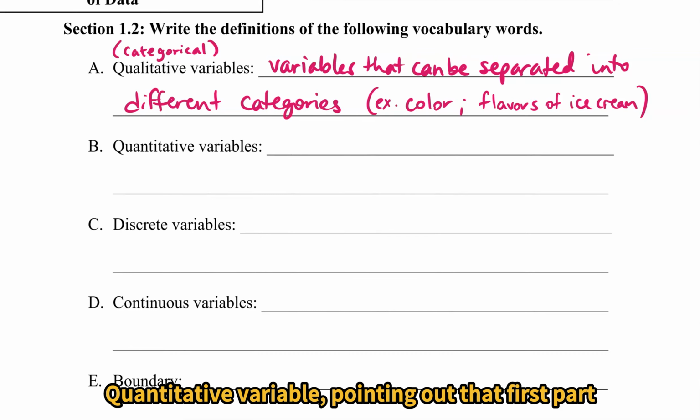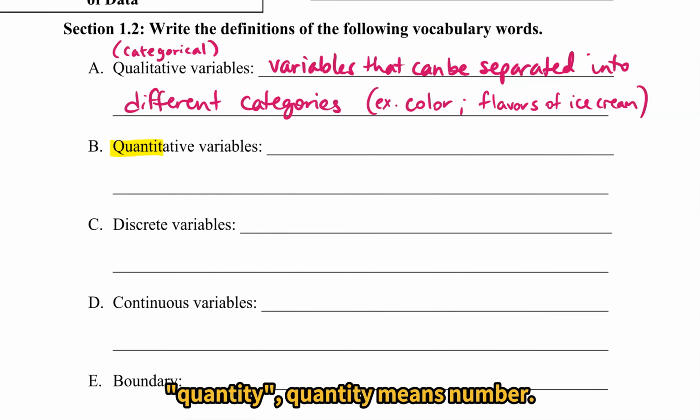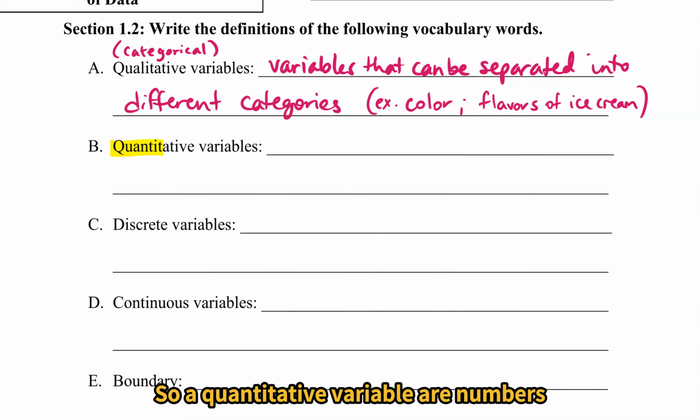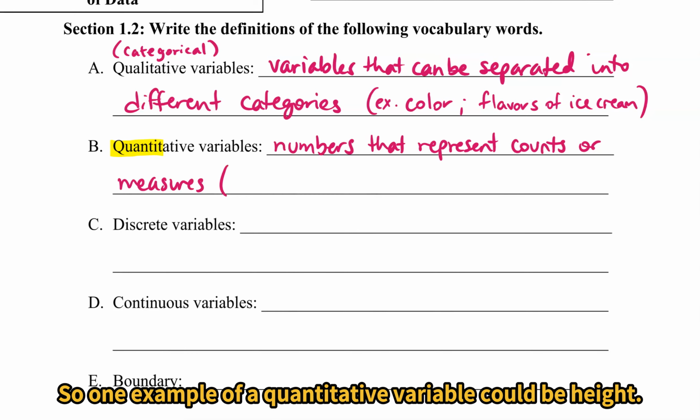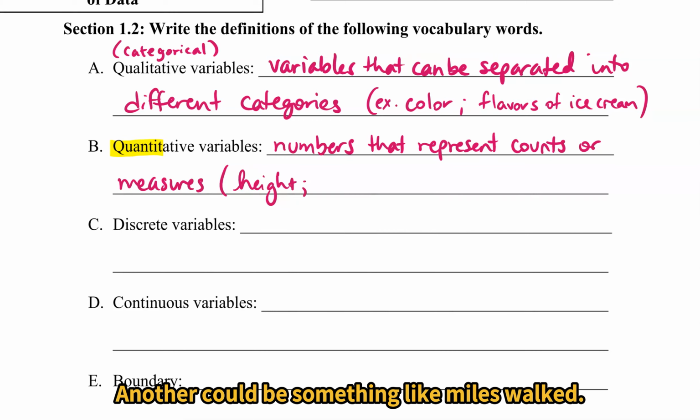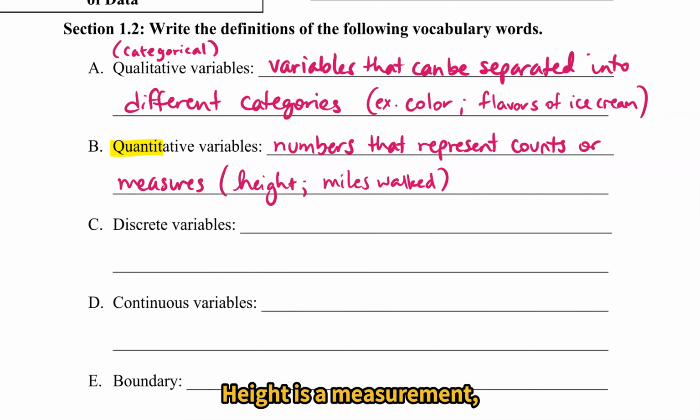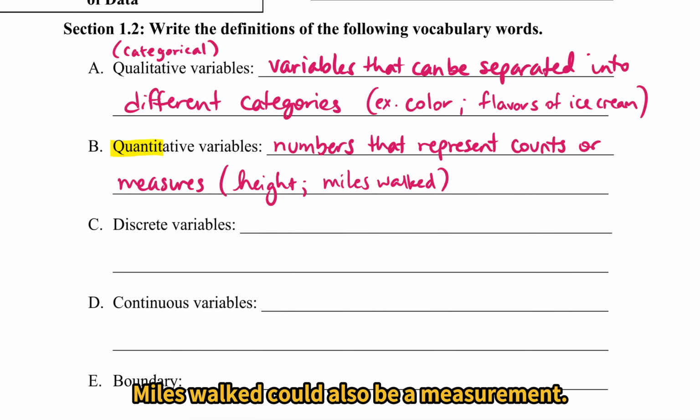Quantitative variable, pointing out that first part, quantity. Quantity means number. So a quantitative variable are numbers that'll represent counts or measures. So one example of a quantitative variable could be height. Another could be something like miles walked. Height is a measurement, so it is a quantitative variable. Miles walked could also be a measurement.